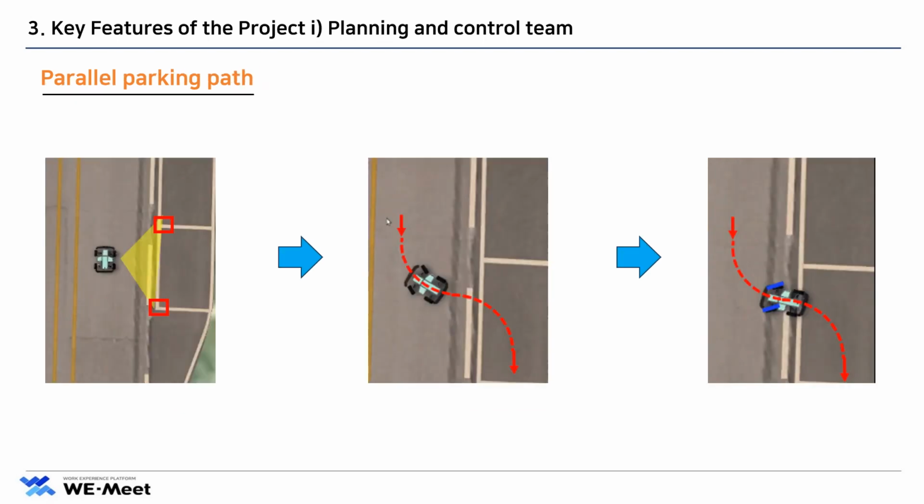Next is the parallel parking path. First, the car recognizes corner points and starts generating a path, then sets the starting point at the last corner with an appropriate distance margin to create a path that takes into account the minimum radius of rotation, so that it can be parked in the middle of the parking compartment.